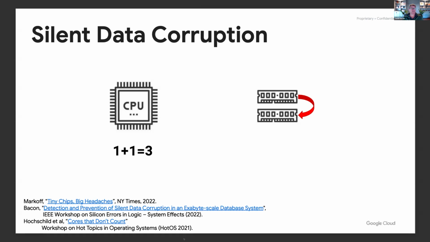We estimate that maybe 1 in 1,000 machines sometimes do this. They're super low probability events, but at our scale, we are seeing this multiple times per week. And so we've had to invest a lot of effort into basically making the system robust to any computation being incorrect.